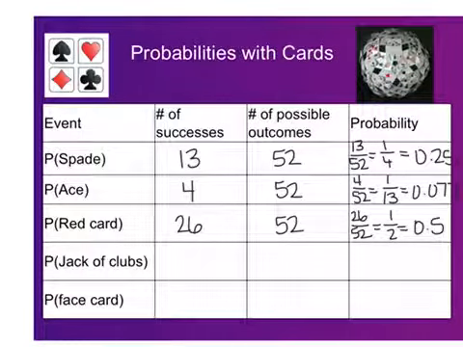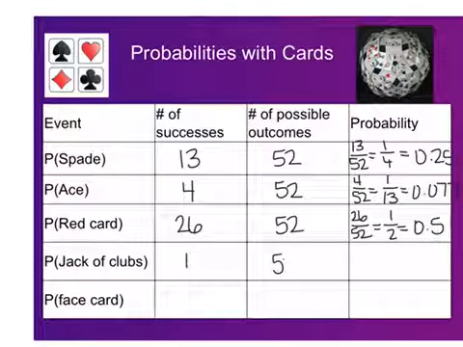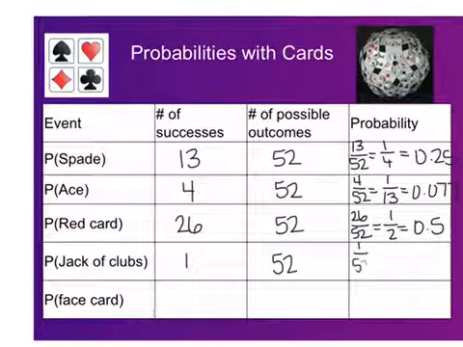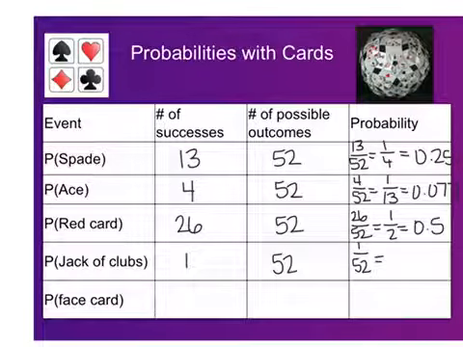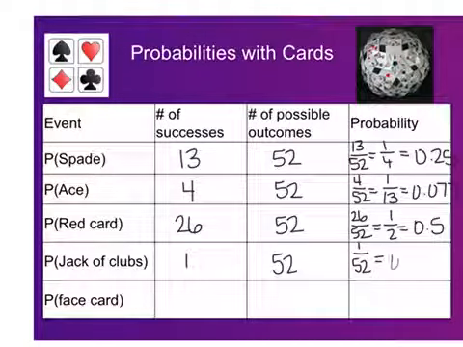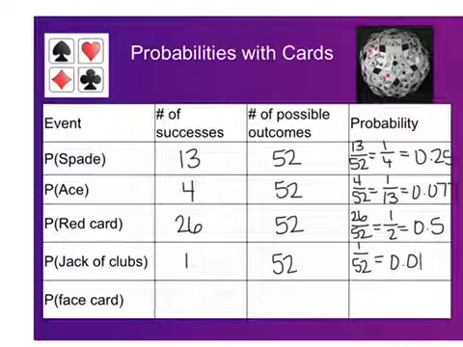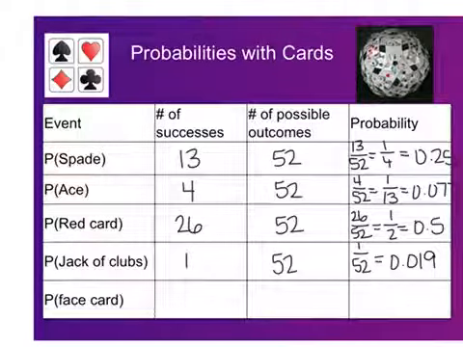Now, I want the Jack of Clubs. That is the only card that will make me happy, just the Jack of Clubs. So looking in my deck, there's only one of those out of 52. So 1 out of 52, that's reduced down as far as it can go. So we're just going to plug it into our calculator and get a decimal. I get 0.019. And then last thing here, I'm looking for a face card. Remember, face cards are the ones with the faces.